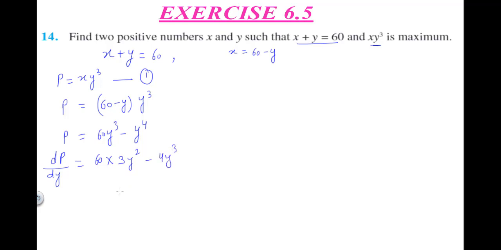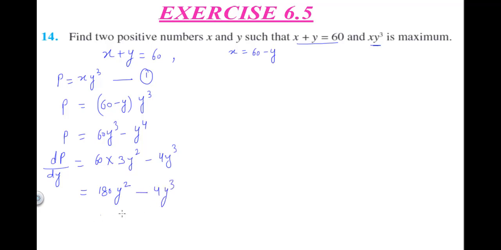So what is the method that I told you to do? First of all, you have an equation in two variables. Whatever is to be proved as maximum or minimum, convert it into the form of one variable. Here I have converted it in the form of y. After that, differentiate that expression with respect to y only, or x only if you have converted in terms of x. So solving it, we have 180y square minus 4y cube.